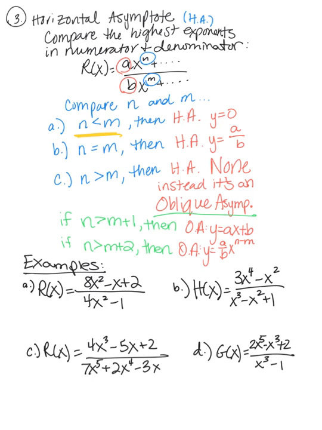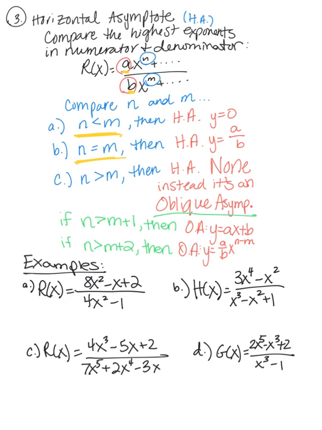Okay. Our next scenario says that the two exponents are equal. So let's say that they are equal to each other. Then I'm going to take the leading coefficient. So remember, that's going to be the numbers in front of our variable.